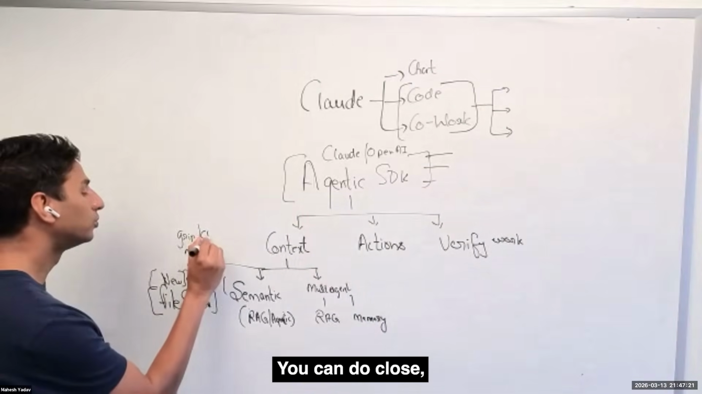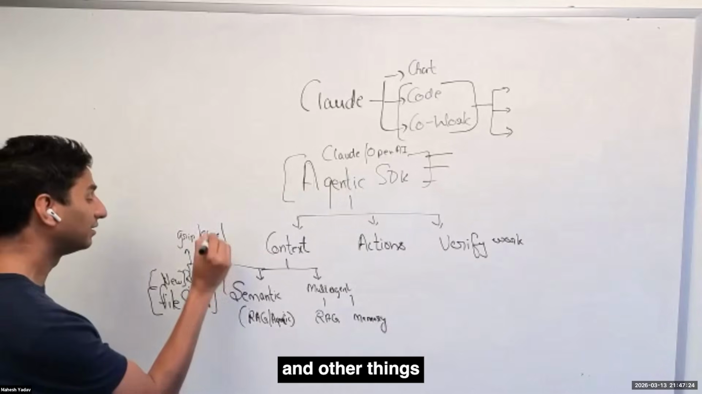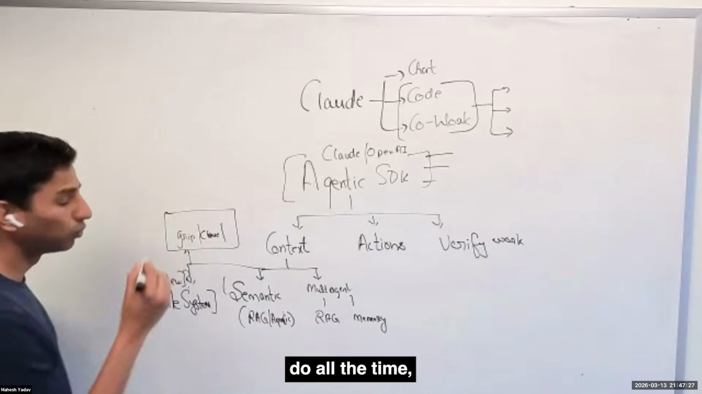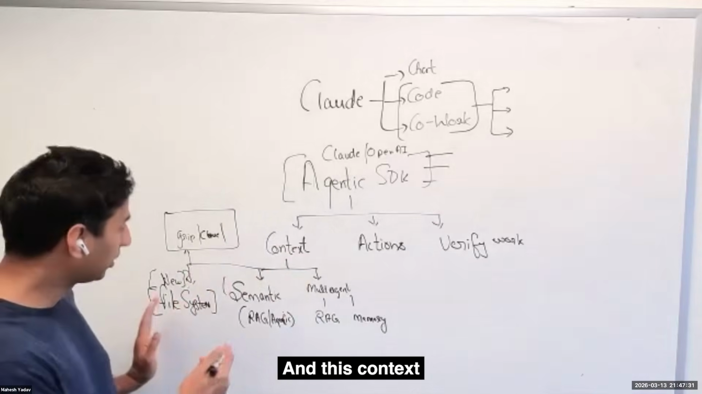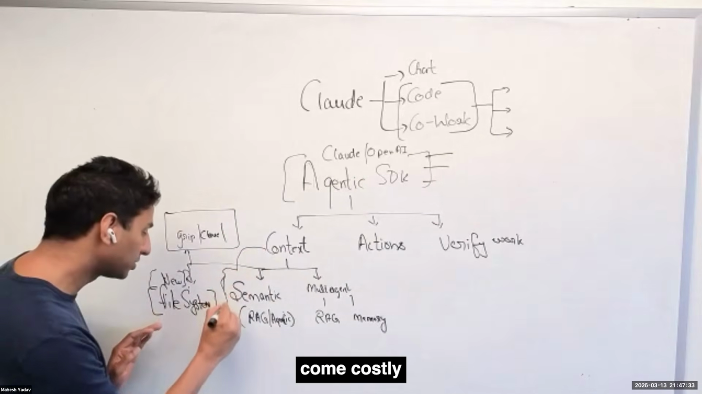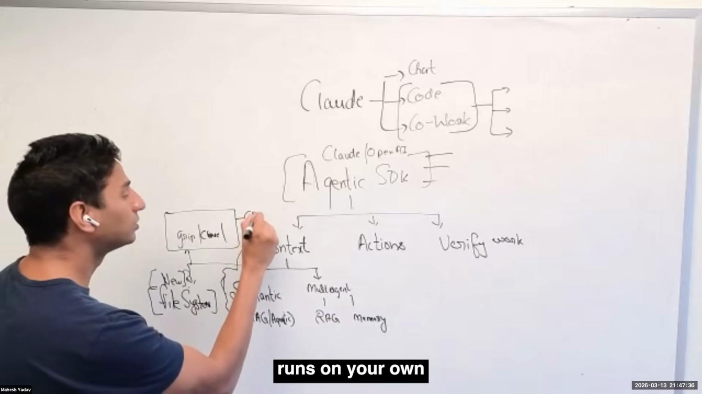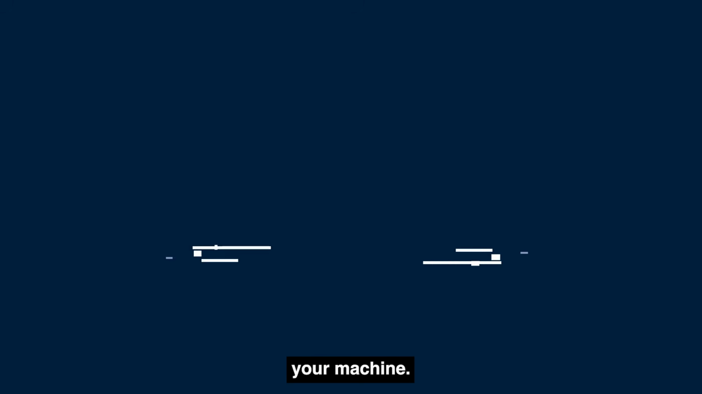You can do close by things, and other things which computers do all the time, or we do as engineers to find the relevant context. And this context also doesn't come costly because it runs on your own CPU of your machine.